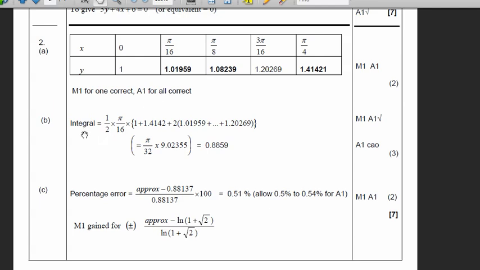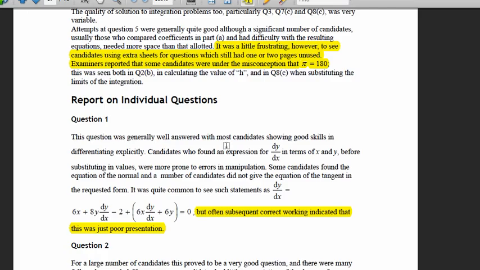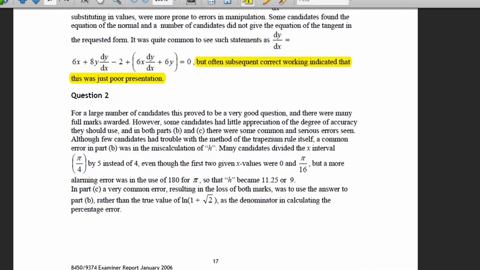Then you do the trapezium rule, write down the formula out, and there are 2 marks for putting the value in the formula, and for accuracy there is A1. For the percentage error you find the error percent, and there is 2 marks for that. In the mark scheme, question number 2 says, for a large number of candidates this proved to be a very good question. So very good question, most people in the world could do this, and there were many full marks awarded. However, some candidates had little appreciation of the degree of accuracy they used, and in both part B and C there were some common and serious errors seen.